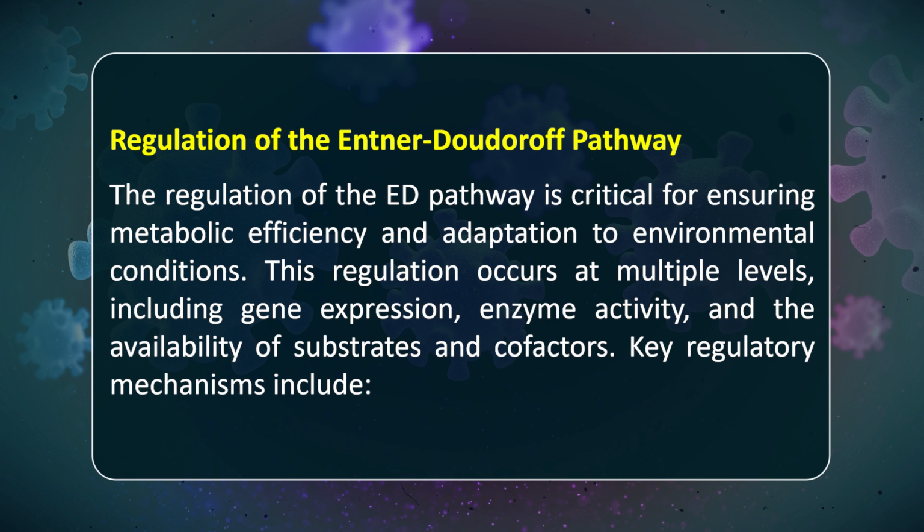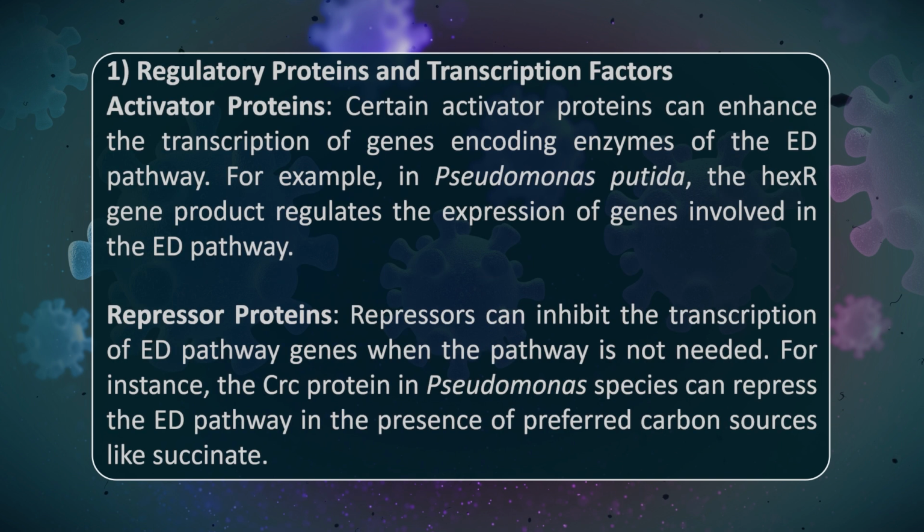This regulation occurs at multiple levels, including gene expression, enzyme activity, and availability of substrates and cofactors. Key regulatory mechanisms include transcriptional regulation. So, transcriptional regulation depends upon regulatory proteins and transcription factors. For example, activator proteins. Certain activator proteins can enhance the transcription of the genes encoding enzymes for the ED pathway. Example, in Pseudomonas putida, the HexR gene product regulates the expression of the genes involved in the ED pathway.